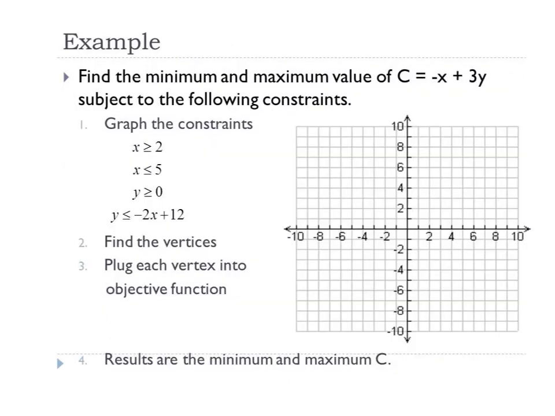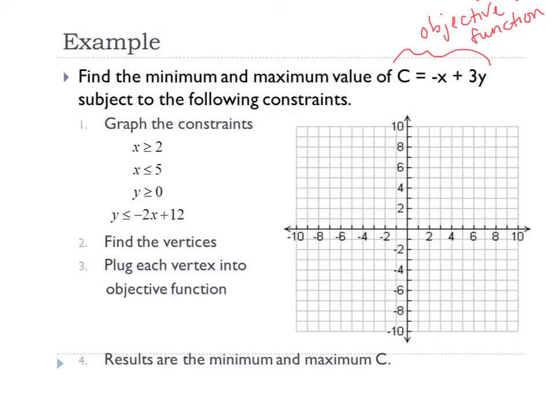So how do we do this? Well, in the first example here, I've listed out all of your steps. So the directions are to find the minimum and maximum values of c equals negative x plus 3y, okay? This is our objective function, okay? And to do that, we're going to start by graphing the constraints. And there's problems where it's going to give you the constraints, and there's problems where we're going to have to write the constraints. So it has given us these 4 constraints.